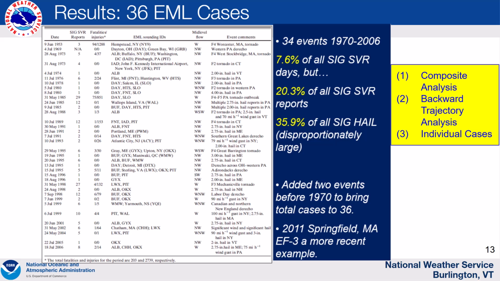So it turns out that EML events accounted for only 7.6% of all days with at least one significant severe report. This is relatively small, but note that these events accounted for 20.3% of all significant severe reports in the database and 35.9% of all significant hail reports. Therefore, EML days account for a disproportionately large portion of significant severe weather reports and especially significant hail reports in the Northeast, even if the number of times we get an EML event is only on the order of once or twice per convective season. So when they do happen, these EML days are nearly always big and important severe weather days.